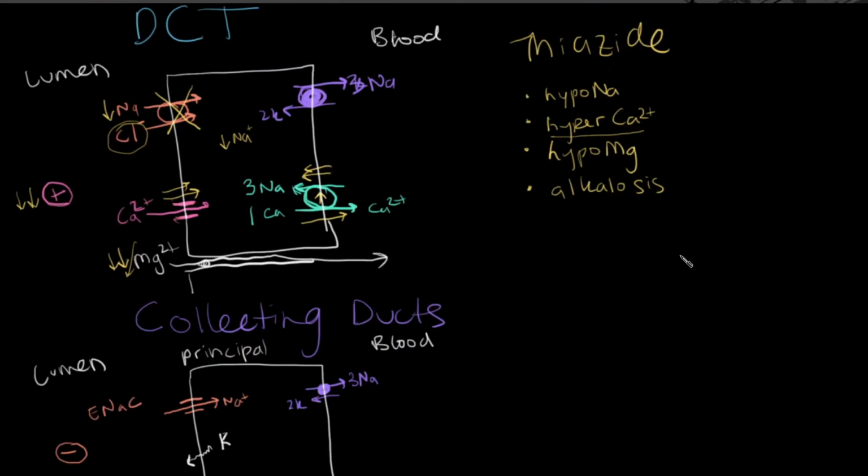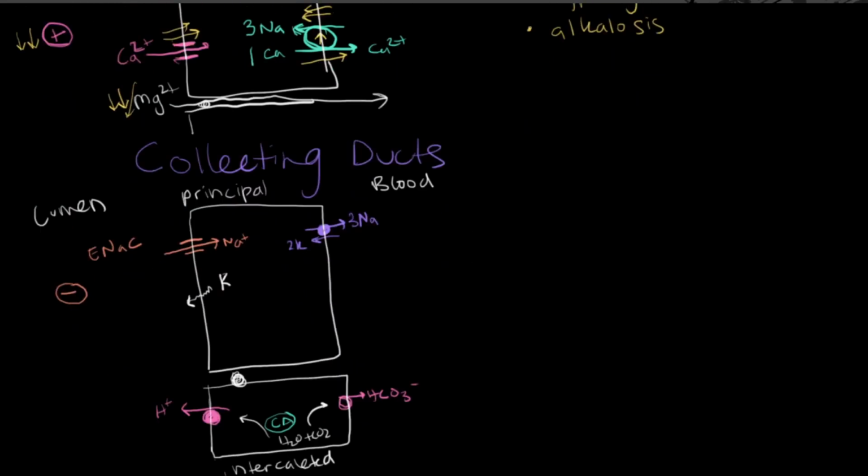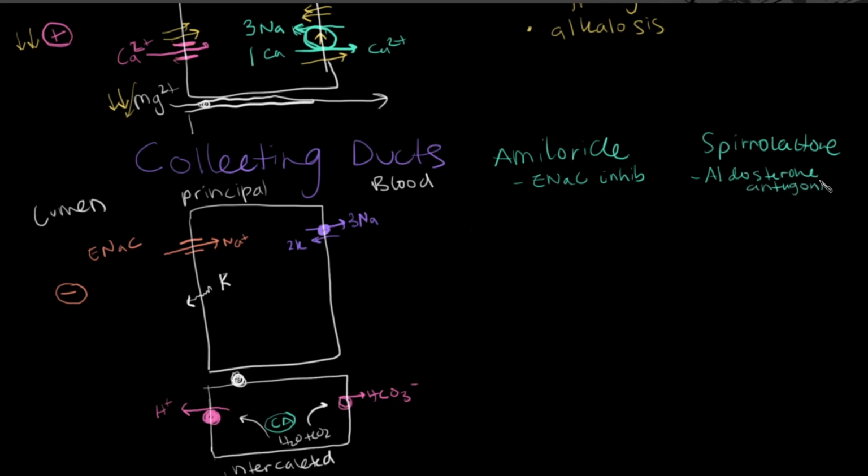In the collecting duct, we will consider two diuretics, amiloride and spironolactone, which have two separate mechanisms of action. So amiloride blocks ENaC, it's an ENaC inhibitor, and spironolactone binds to aldosterone receptors. So it's essentially an aldosterone antagonist by competitively inhibiting aldosterone function.